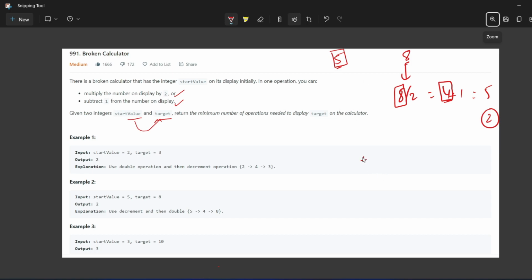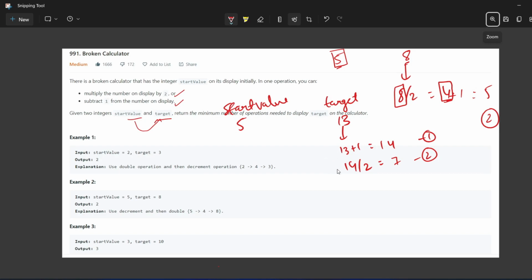I hope you understand. Just to understand it more clearly, let's take another example. Let's say we have 5 as the start value and the target is 13. 13 is an odd number, so in the first step we add 1 and get 14. In the second step, it is even, so we divide. Why are we going to divide in the second step? Because we have to understand this.